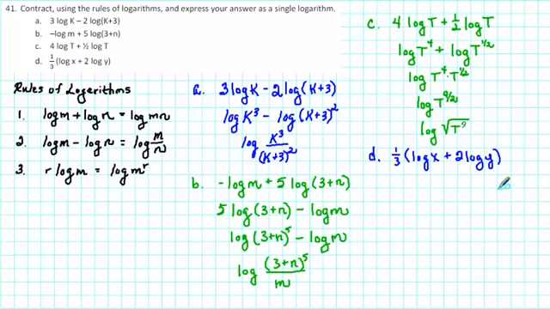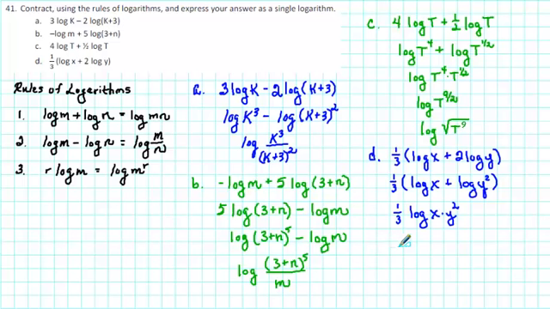For part D, we have 1/3 the quantity, the log of x plus 2 times the log of y. Let's start inside the parentheses, and we'll first of all use rule number 3 on the second term. We'll rewrite 2 log of y as the logarithm of y squared. And let's continue working inside the parentheses. We'll rewrite the sum of the two logarithms as a single logarithm of a product. So the log of x plus the log of y squared will become the logarithm of x times y squared.